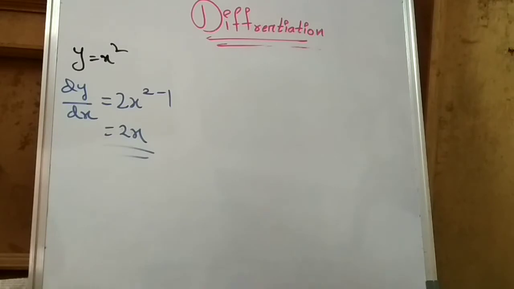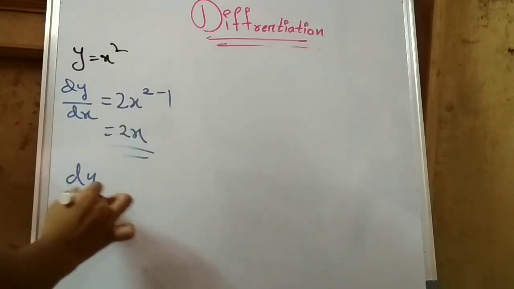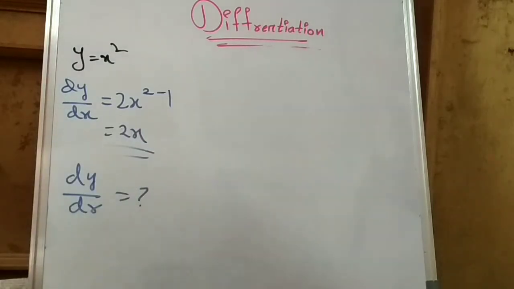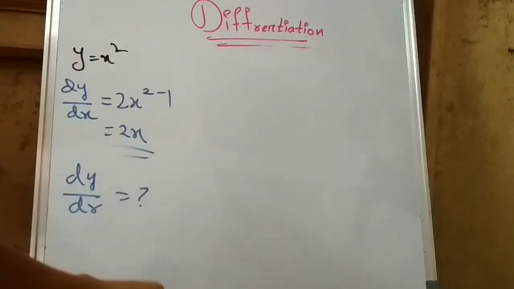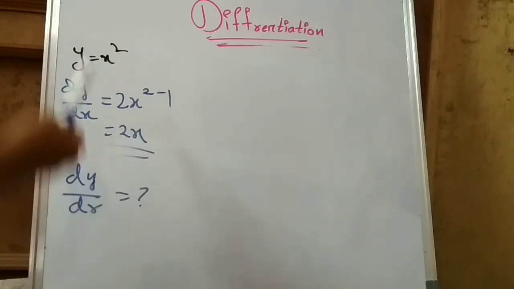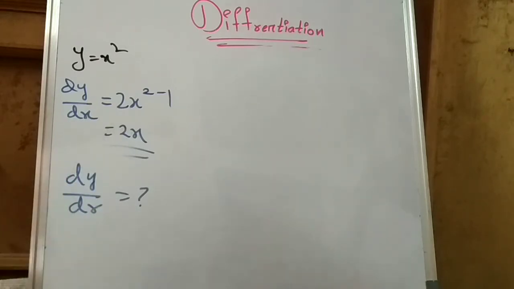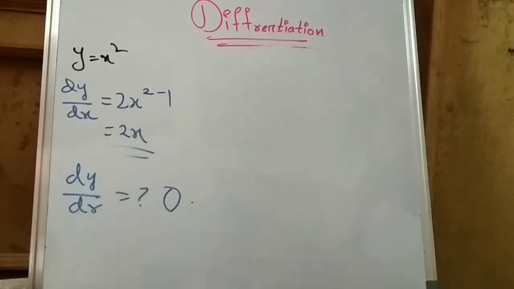But what if they ask you dy by dr? Now what will you say? Remember, when they give no relation in the question to what they are asking, if they give y is equal to x square and ask you to find dy by dr, you need to answer that dy by dr is equal to 0, because there is no relation in the question. So dy by dr will be 0. I hope that is clear.